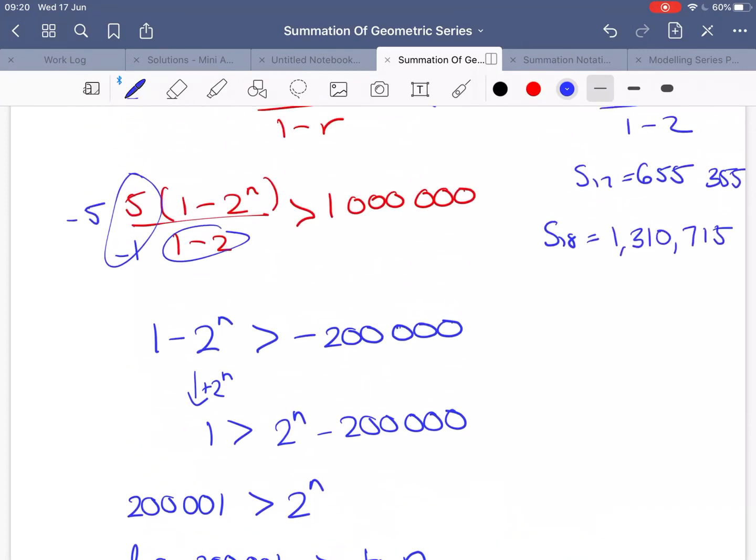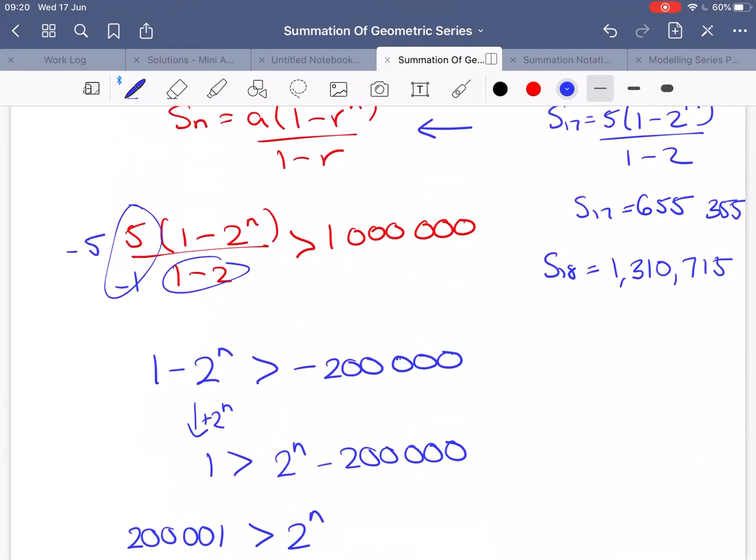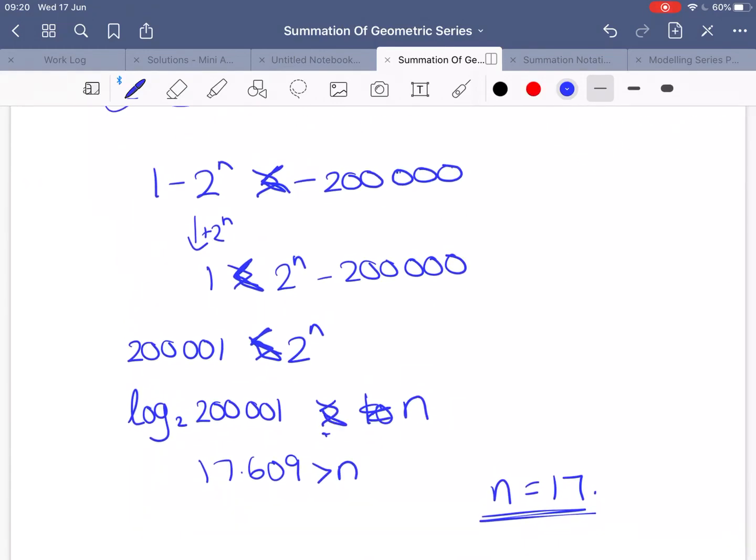When you divide by a negative number at this point here, what happens when you divide by a negative number? You have to change the sign of the inequality. Honestly, just remember, just as I was doing that other one.